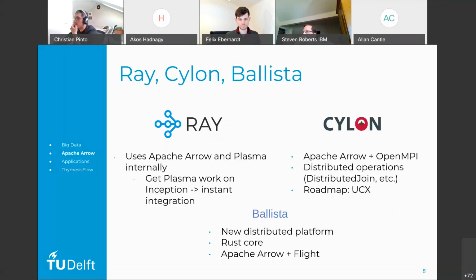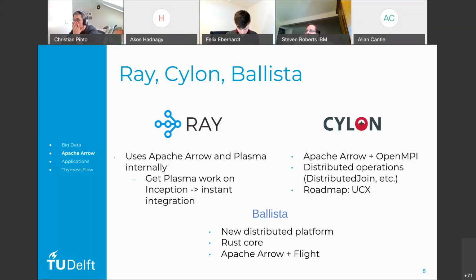So these are the frameworks I wanted to mention, and you can see that there is a more mature one, Ray, and there are two very new developments. I just want to point out these because, as you can see, all use Apache Arrow at their core to represent the data, just in different flavors. For example, Cylon uses Apache Arrow, but uses OpenMPI to distribute the data between nodes. On the roadmap, they have Mellanox's UCX that could use RDMA as well, I believe.